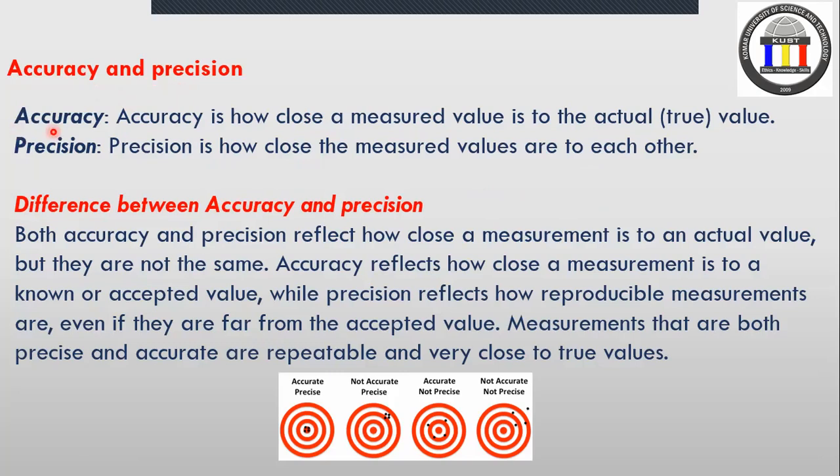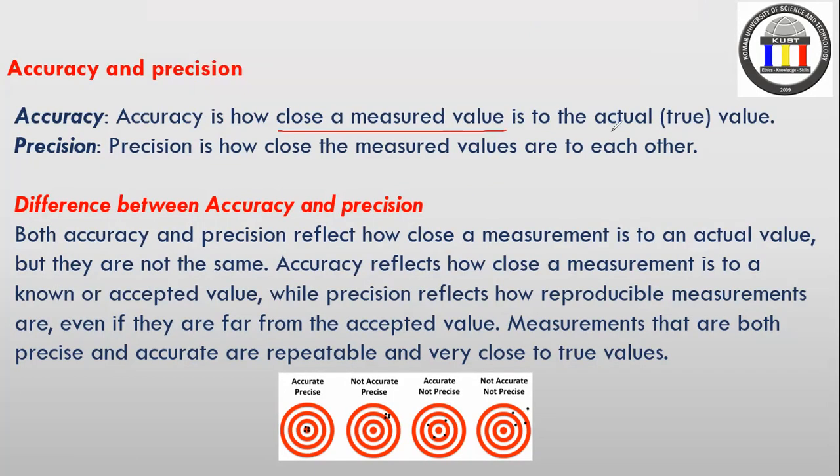And the definition of accuracy is how close a measured value is to the actual value. Okay, so if you have, for example, any value, how close is a measured value to the actual value. For example, if I say the gravitational acceleration g equals 9.81 meters over second squared, okay? And this one is a true value.